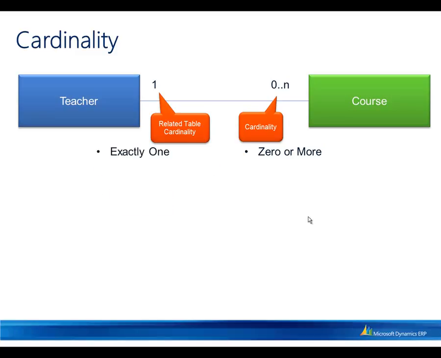On the teacher side, a course must have exactly one teacher. A course cannot exist with no teacher assigned. Therefore, we are going to set exactly one. Based on the model that you have, you can pick the right values for the cardinality and the related table cardinality properties.